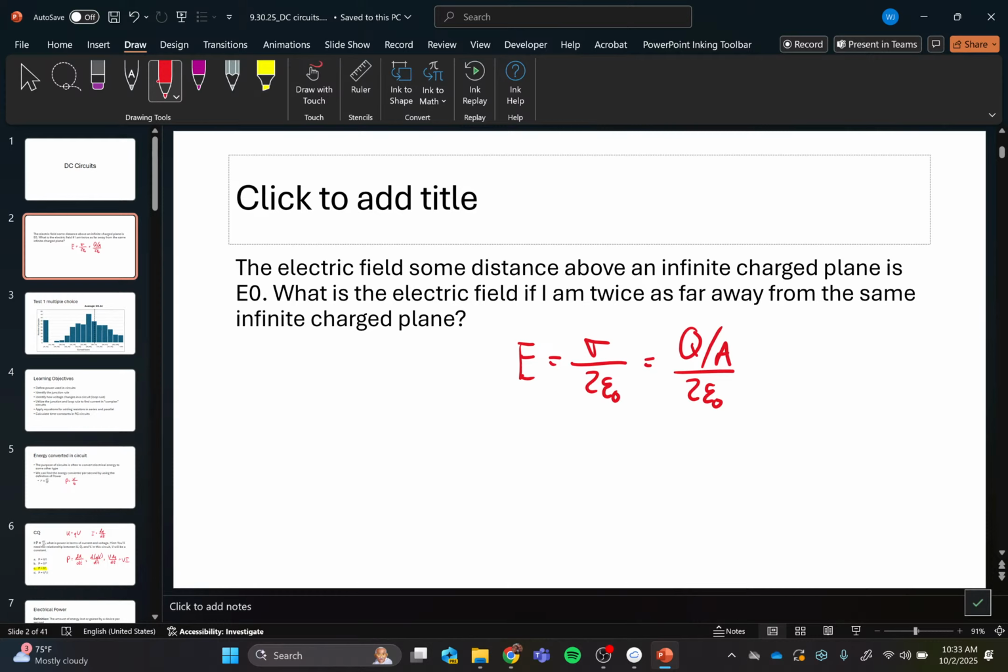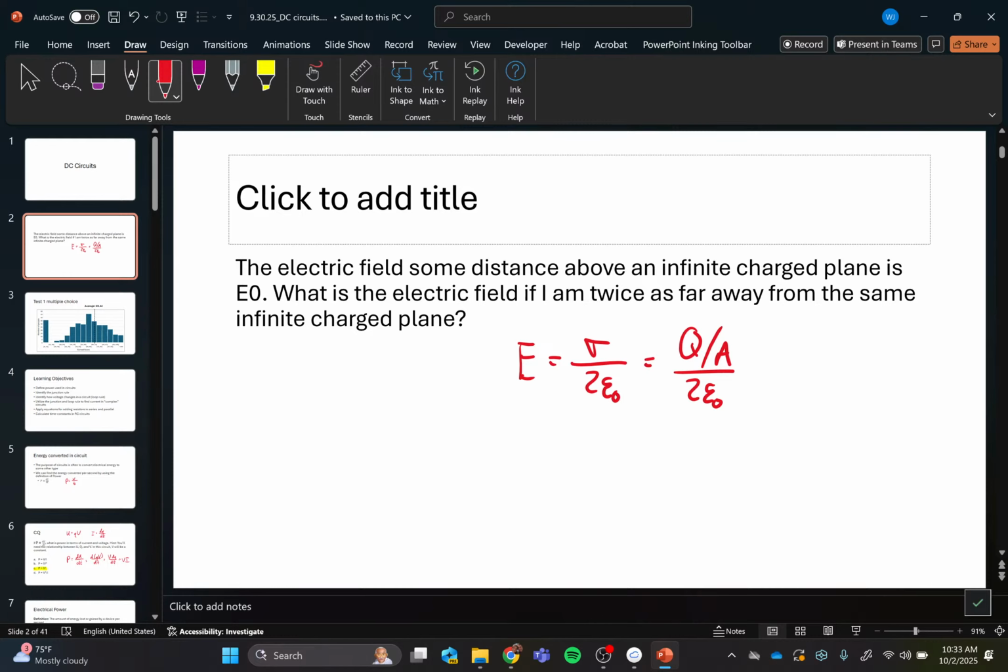So what happens if I double the distance? Distance shows up absolutely nowhere in this formula. So what happens if I double the distance away? Nothing. That is a viable option. It's one of those, sometimes things change and sometimes nothing changes.